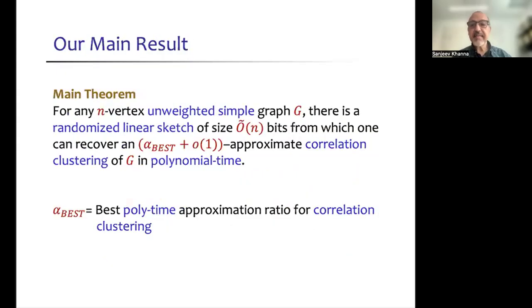Our main result is that indeed the answer is yes. In particular, given any n vertex unweighted simple graph G, there is an n polylog n size linear sketch which allows us to recover an alpha-best correlation clustering solution in polynomial time. Here, alpha-best is the approximation ratio of the best classical approximation algorithm for correlation clustering. So if this ratio improves, our theorem would allow us to use our linear sketch to get a new algorithm which recovers in polynomial time a solution of this new improved quality.